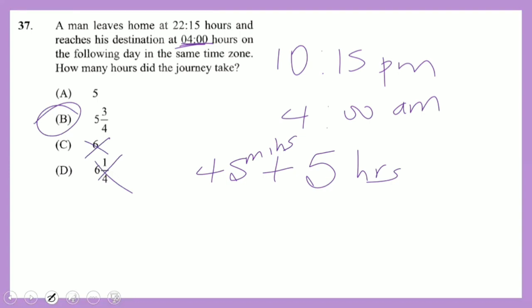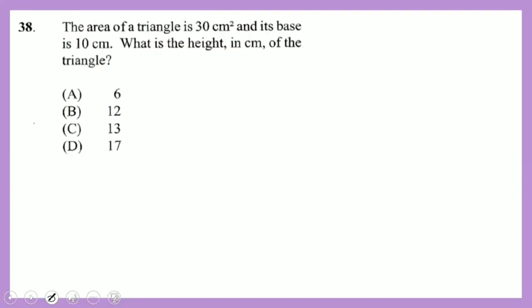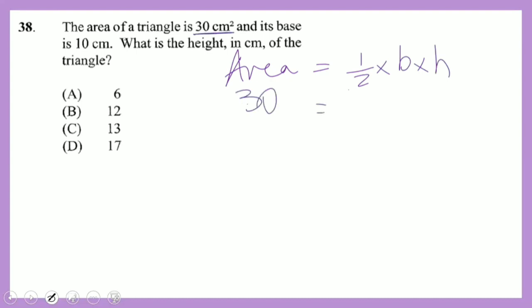The area of a triangle is 30 centimeters squared and its base is 10 centimeters. What is the height? We are dealing with area, base and height on a triangle. The area of a triangle is half times the base times the height. The area is 30 centimeters squared. Its base is 10. What is the height?